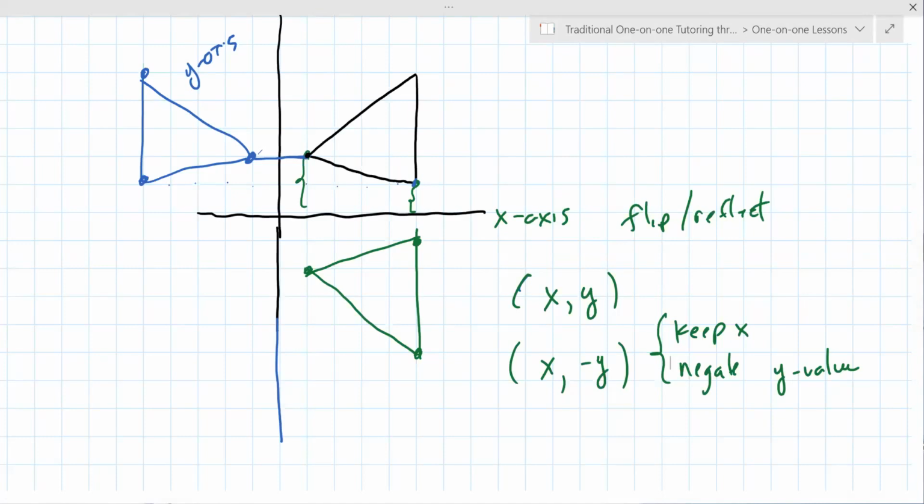All right. So for the tests, just really use the words. Yeah, and if you don't know them, that's the issue. So I try to keep it really clear: keep x or same x, negate y value, and so on.